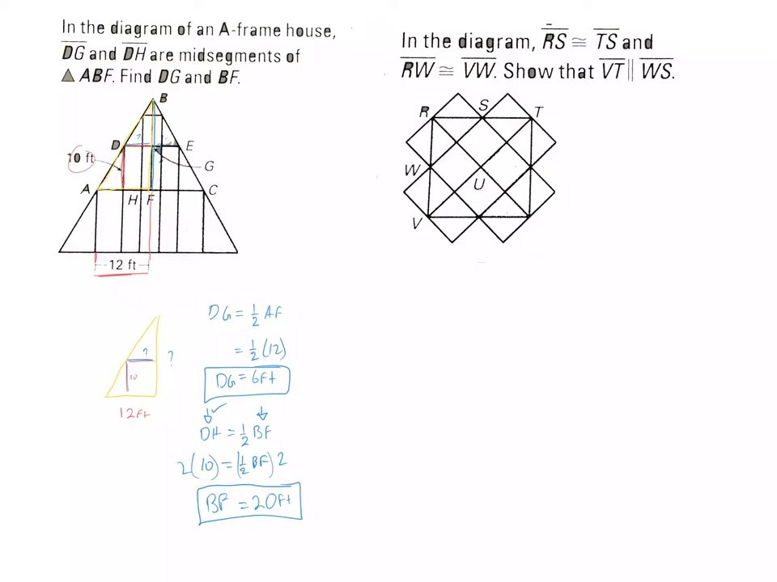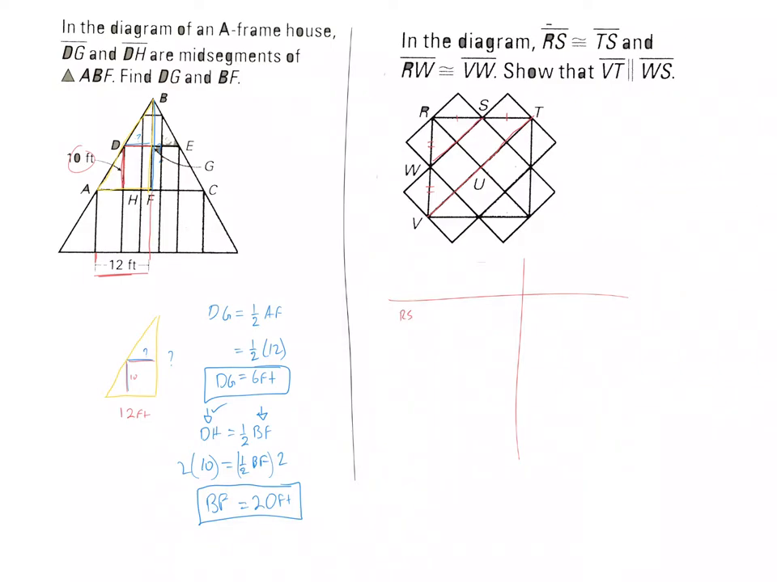Alright, the next thing we're looking at is in the diagram, RS is congruent to TS. So let's go and mark that RS is congruent to TS. And RW is the same thing as VW. Show that VT, this line, is parallel to this line. So I would say, go ahead and let's write a little proof for this.